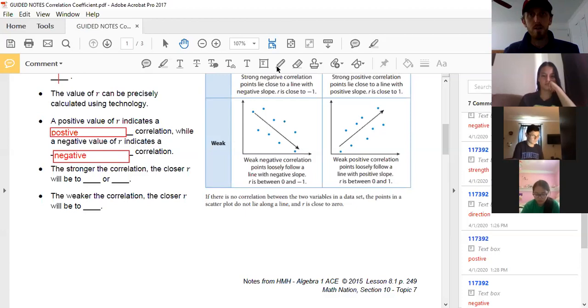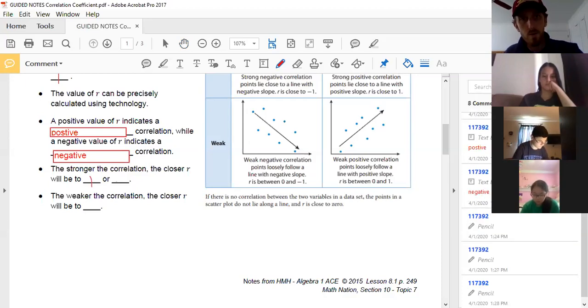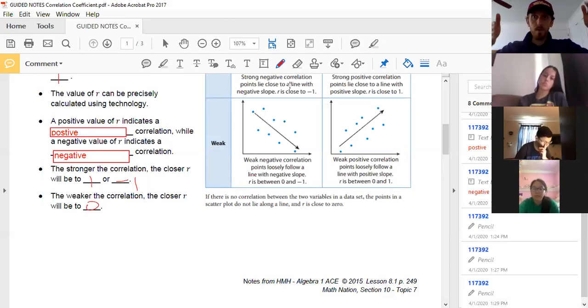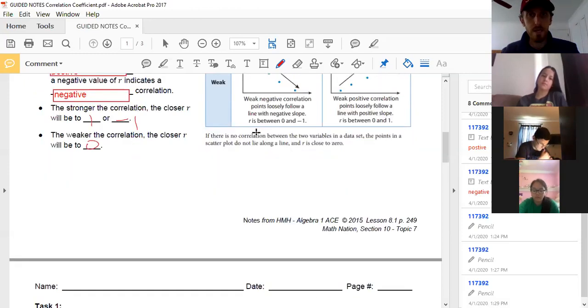The stronger the correlation, the closer that R is going to get to either +1 or -1. If I'm close to either 1 or -1, it's a strong correlation. Whereas if I have a weak correlation, it's going to be closer to 0. A strong correlation can be either strong positive or strong negative, but as long as it's close to one of the poles, like either 1 or -1, then you're good there. Okay?